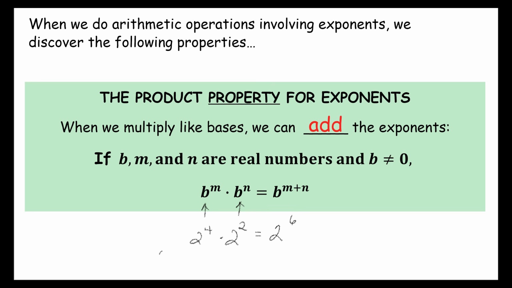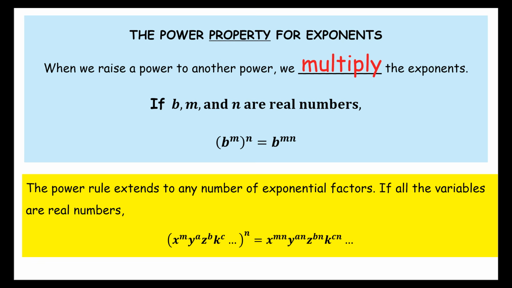2 to the 4th means 2 times 2 times 2 times 2, and 2 squared means 2 times 2. So you've got 6 of them. That's just what happens. When you multiply like bases, you can add the exponents. It just works out that way because of what exponents mean. So it's not a rule, it's not a definition, it's a property. It's a characteristic of exponents. It's just how they work. All right.